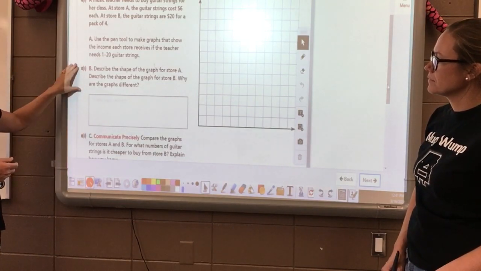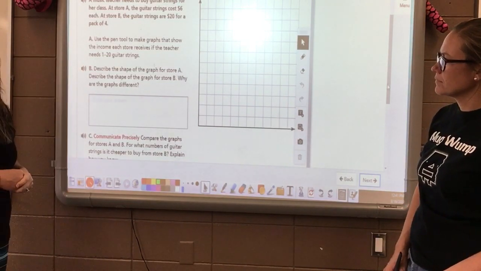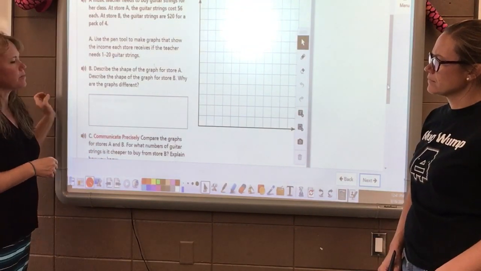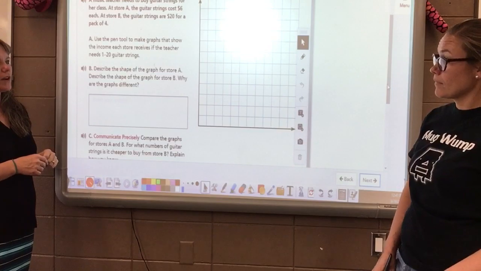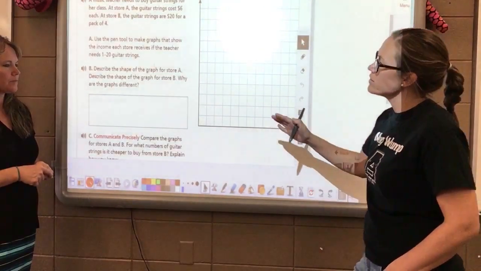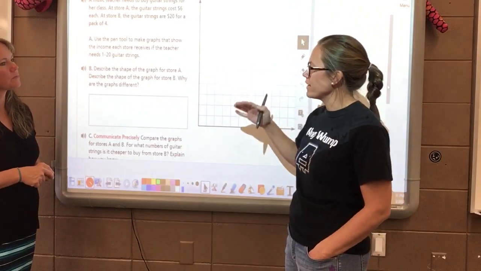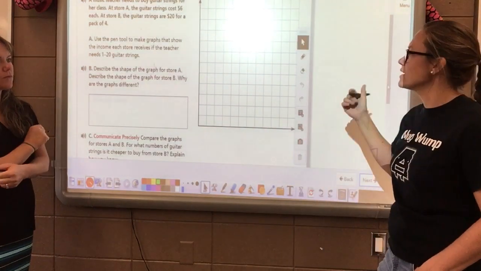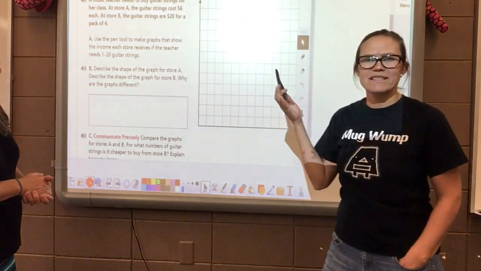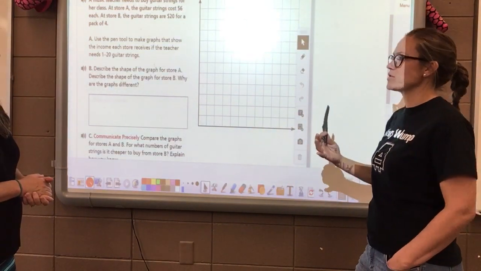Describe the shape of the graph. And again, these don't necessarily have a right answer or a way to check yourself. I was just thinking in my head that we're activating some prior knowledge, and so as we think about it, if I was thinking about the $6 each, I'm thinking that that's a pretty straight line, a very linear situation.